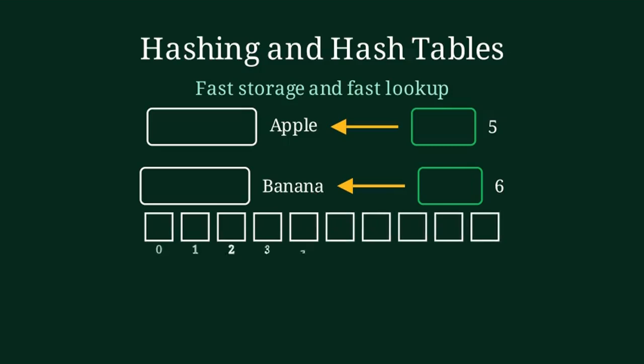Now, a real-world example, modular hashing. We have 10 slots indexed 0 to 9. The hash function is x mod 10. 15 goes to slot 5, 27 goes to slot 7, and 42 goes to slot 2.